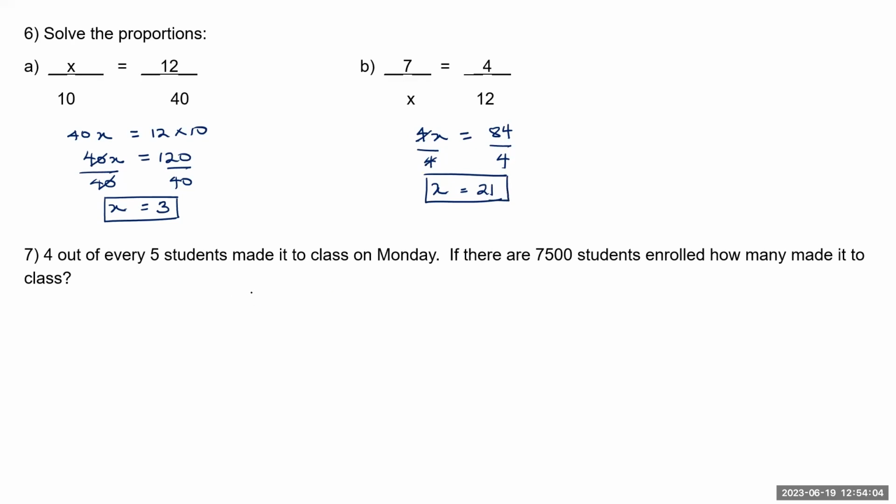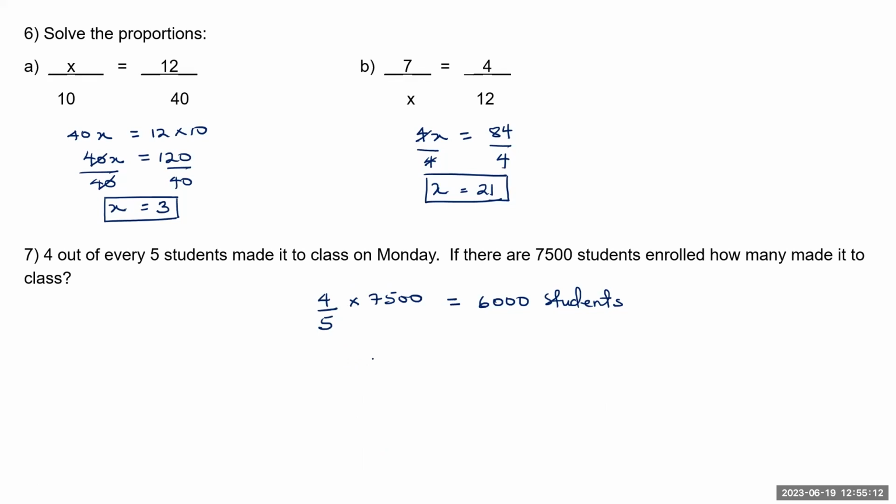For word problems, we need to make sure that we pull in the right information from here. So 4 out of 5 students made it to class on Monday. If there are 7,500 students enrolled, how many students made it to class? So we have 4 out of 5 times 7,500 students. That gives us 6,000 students.